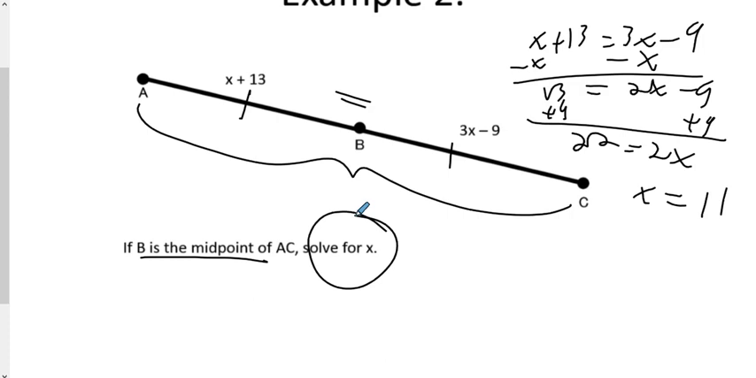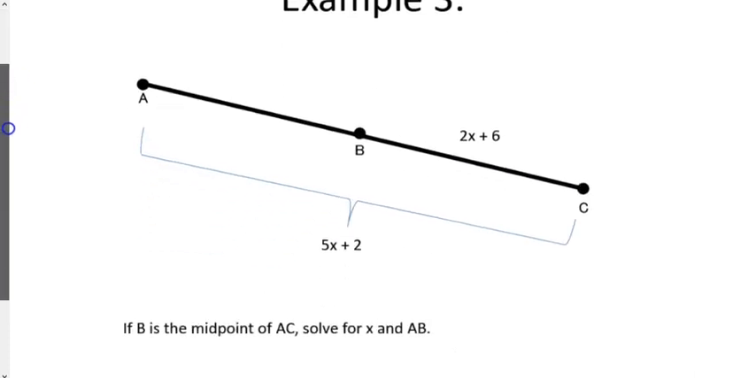If it told me to find AB, I do 11 plus 13. BC, 3 times 11 minus 9, which would still give me 24. If it asked me for AC, I'd plug it into 11 plus 13 and then just double it, 48. But it just told me to solve for x. But always look and see what it's asking you to do.